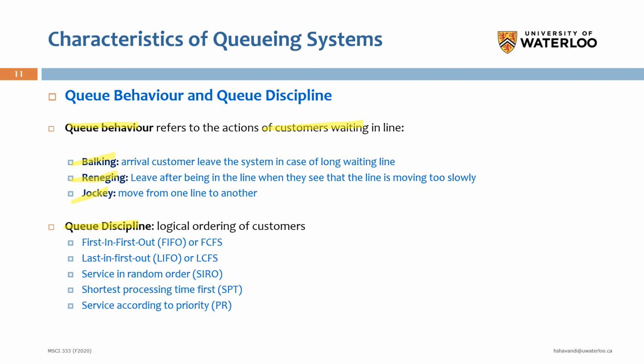And the queue discipline is the logic that orders customers in line. It could be first in, first out, or FIFO or FCFS, first come, first served, or last in, first out, LIFO or LCFS, last come, first served. Or it could be service in random order, shortest processing time first, for example, and service according to priority, which could be represented by PR. Okay, so these are usually the disciplines that we may have for a queuing system.